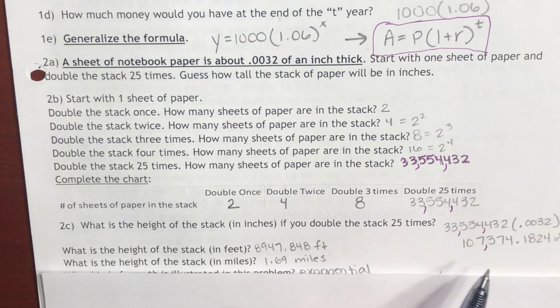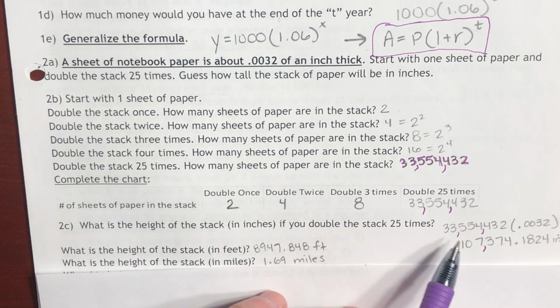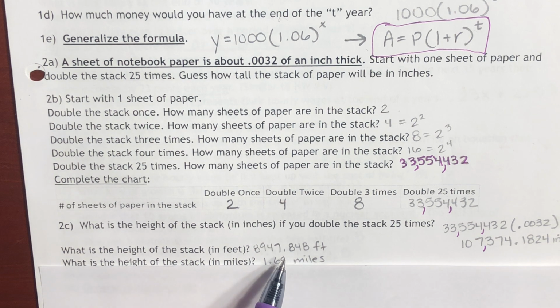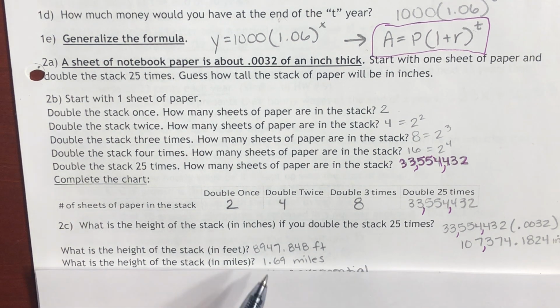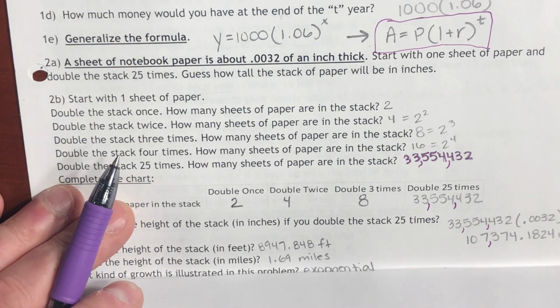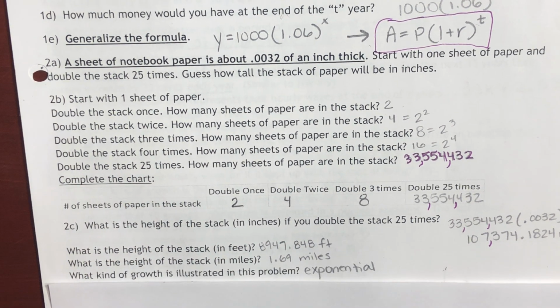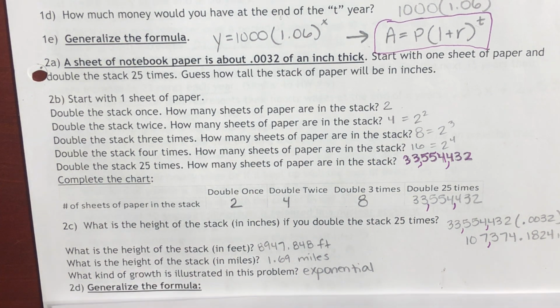Take that number and you would divide that by 12 to get 8,947 feet. What is the height of the stack in miles? So divide that by 5,280, because there's 5,280 feet in 1 mile, and you get 1.69 miles. What kind of growth is illustrated in this problem? This is considered exponential growth.